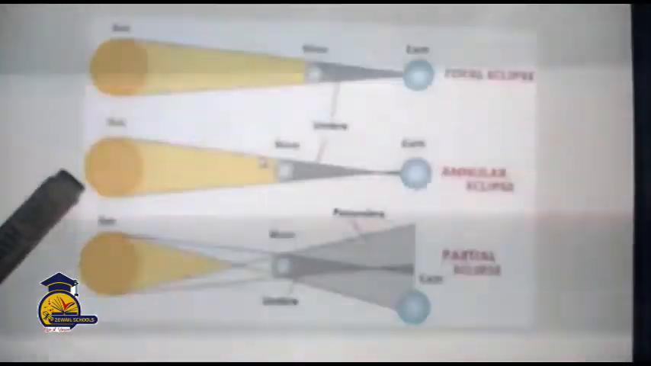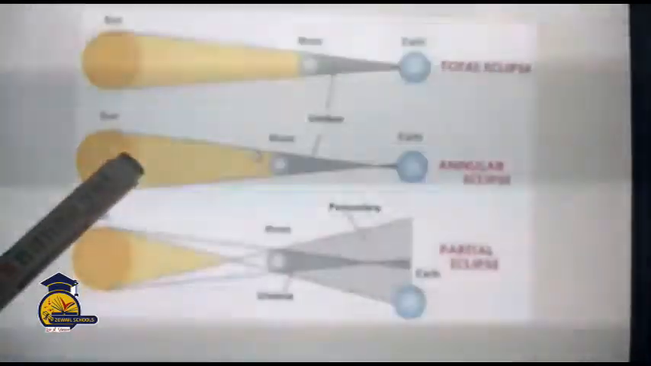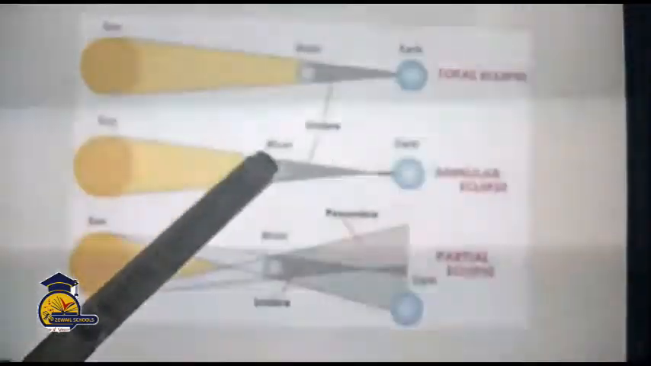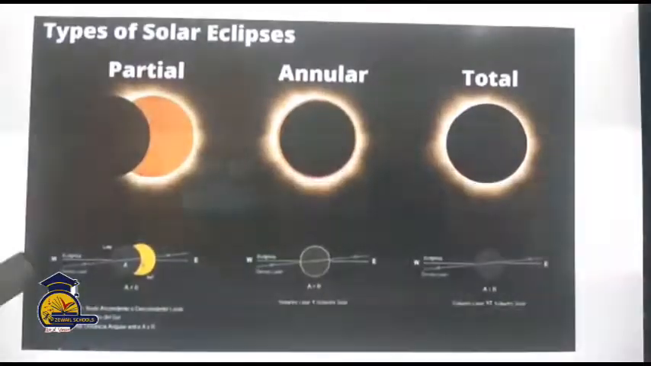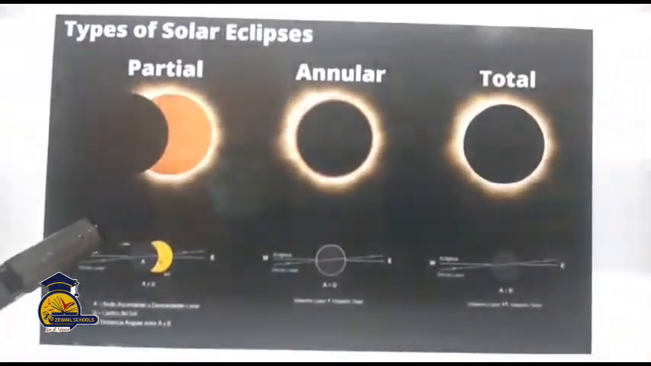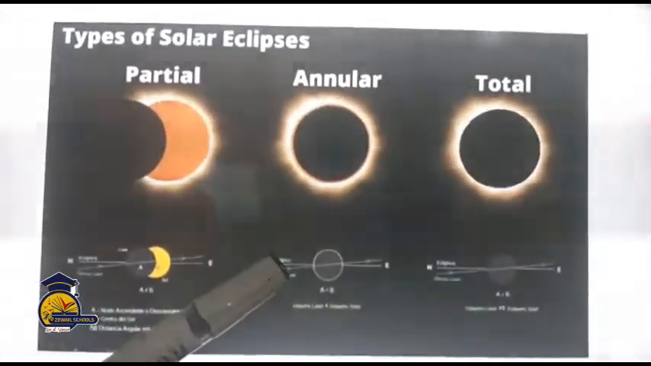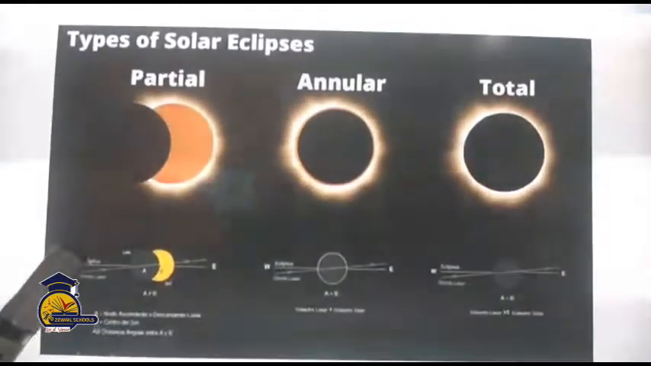Number 3, annular solar eclipse. It's a type of solar eclipse in which the sun appears as a lighted ring, and it's formed when the moon is in a higher orbit from the Earth. Okay? Look at these pictures. Types of solar eclipse. Number 1, partial solar eclipse. Number 2, annular solar eclipse. Number 3, total solar eclipse.